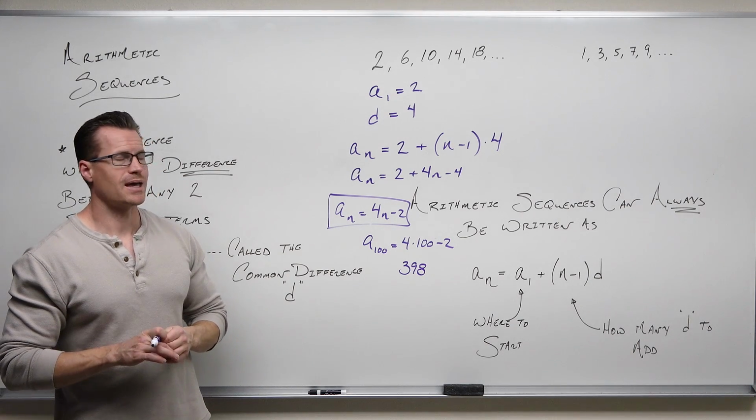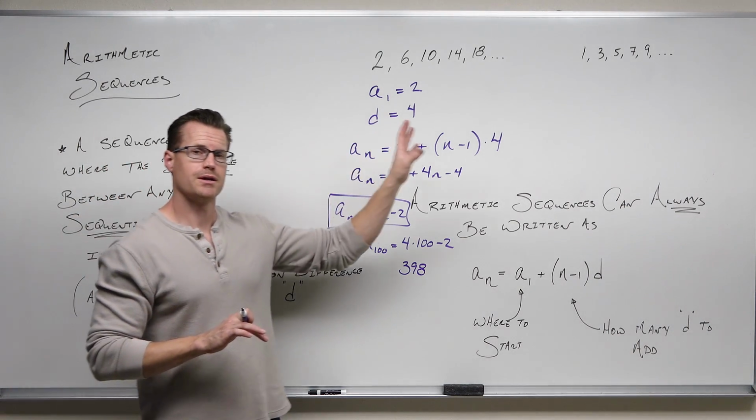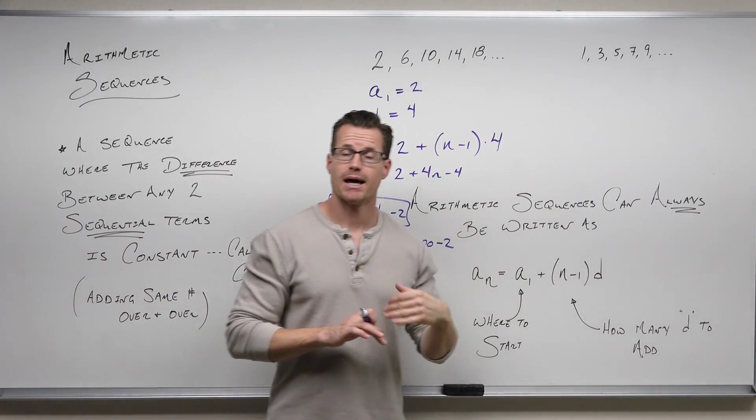Let's look at the next one. If you remember from our sequence video, we defined odd numbers, 1, 3, 5, 7, 9, as a sequence.